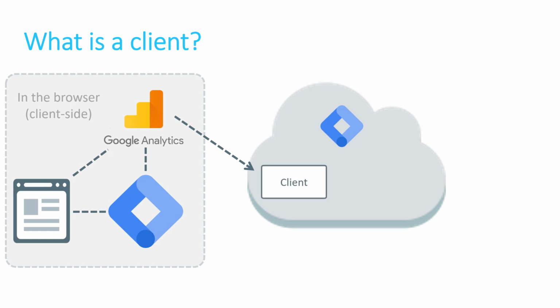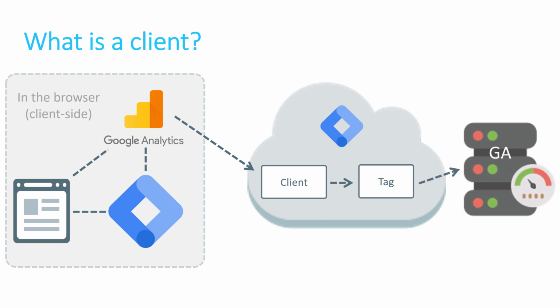Basically, when you send some request, there must be at least some client in the container, and I mean server container, that recognizes the request, processes that request, and then makes the data available for your tags in the server container. So when the data is processed, triggers are activated, and then tags fire. Those tags send data further to your marketing and analytics platforms, for example, Google Analytics 4.